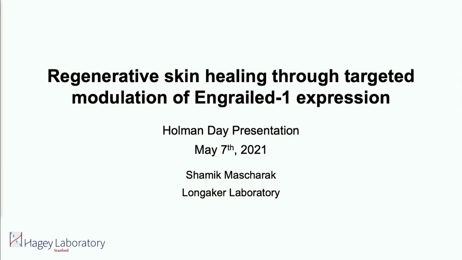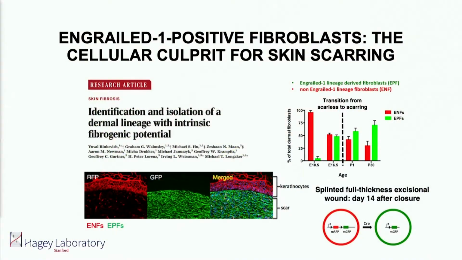As was alluded to earlier, this work was recently published, and we're now in the next steps of translation. So in 2015, we reported that the cellular culprit for skin scarring, at least on the dorsal skin, is an embryonic lineage of fibroblasts, the engrailed 1 lineage. These engrailed 1 positive fibroblasts, or EPFs, emerge in the dorsal skin of developing mice shortly before a transition from scarless healing, which characterizes the embryonic period, this fully regenerative healing, to scarring healing, which prepares the animal for life outside the womb.